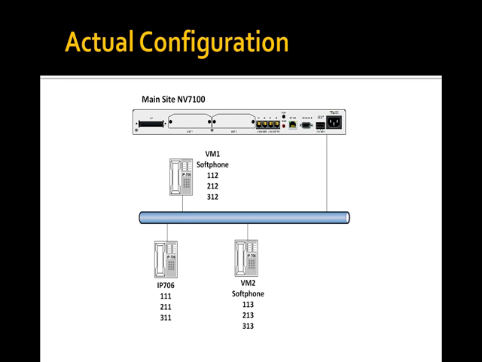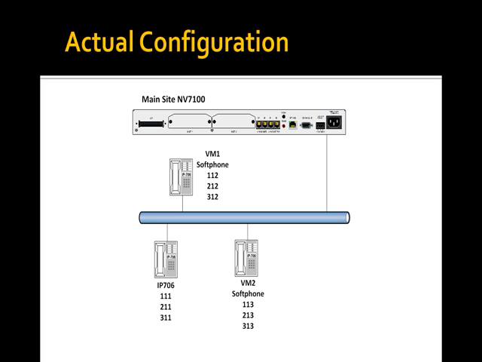I actually show that for all of them. You're going to use the IP706 for one of them, and you will build 3 users, 111, 211, and 311 for that phone. On your VM1, you're going to build 112, 212, and 312. And on your other soft phone, VM2 soft phone, you're going to build 113, 213, and 313. Okay? So 3 phones, 9 phone numbers.